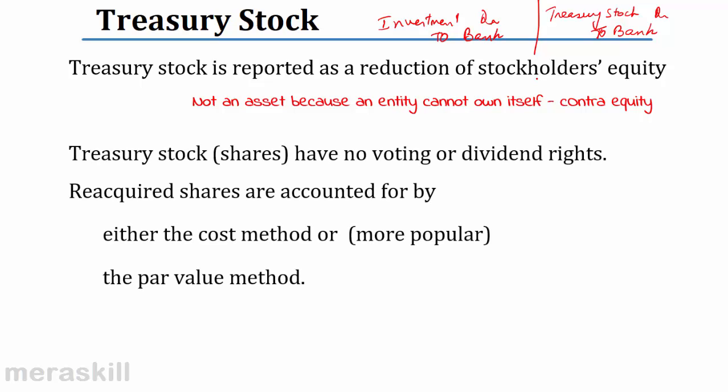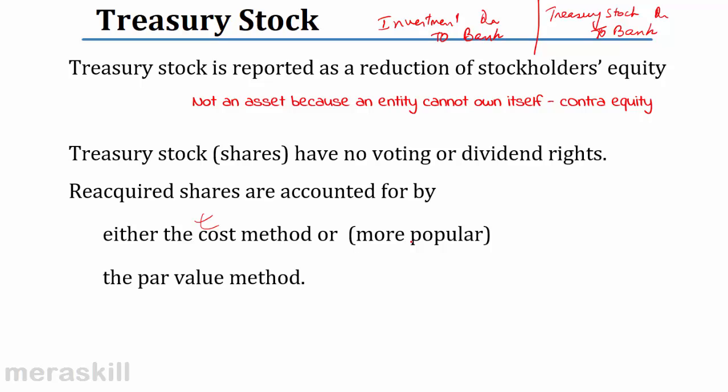Treasury stock or shares have no voting rights, no dividend rights. They are accounted for either by the cost method or the par value method. We'll be discussing the cost method, which is the more widely used method. So treasury stock is nothing but when a company has bought back its own shares. Clear? The entry would be treasury stock debit to bank, but understand that though we have debited treasury stock, it is not really an asset.